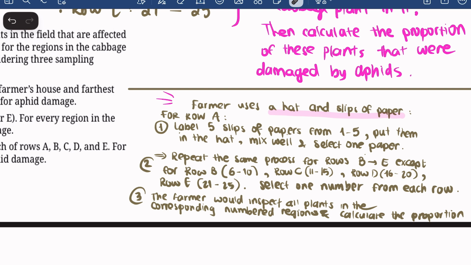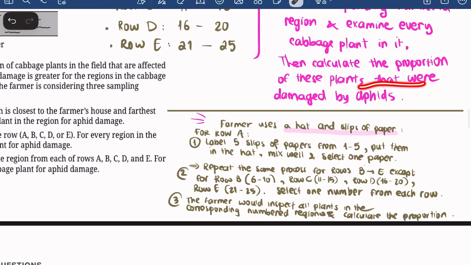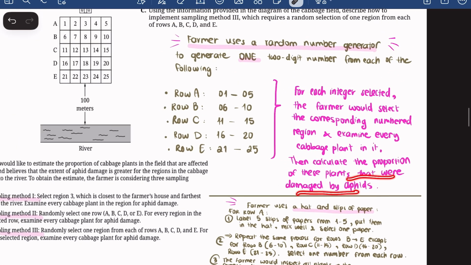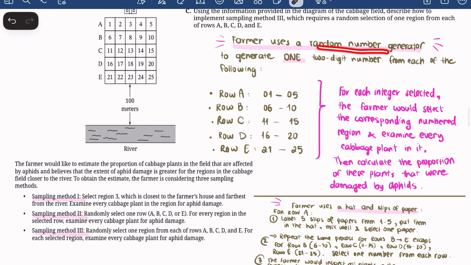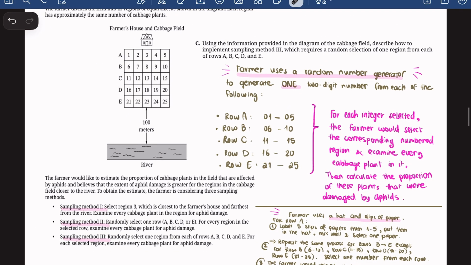You get the idea. Then you select one number, one paper, of course, from each row, and then the farmer would inspect all the plants in the corresponding regions and calculate the proportion of plants that are damaged by aphids. Okay, so you have two methods: a random number generator or a hat and slips of paper. Okay, you can choose whichever way you like.